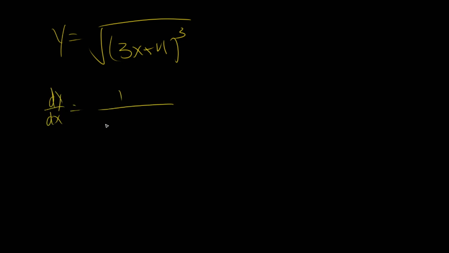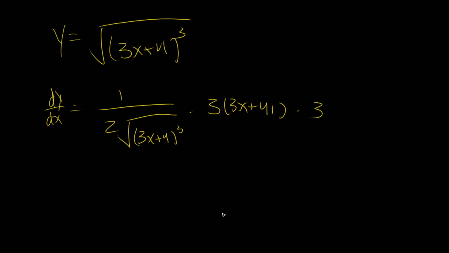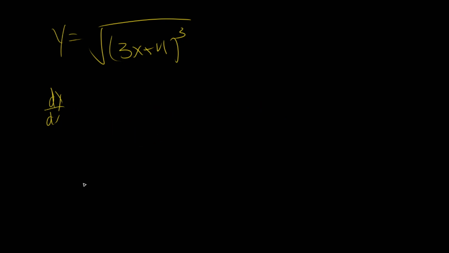Like, let's say I had a function, y equals the square root of (3x plus 4) squared, cubed, actually. I'll do it once without substitutions, really quickly. So the derivative of y in terms of x would equal 1 over 2 times the square root of (3x plus 4) cubed, multiplied by 3 times (3x plus 4), multiplied by 3. And that is our final answer. But it's not very intuitive, right? So let's just do it with a bunch of substitutions.